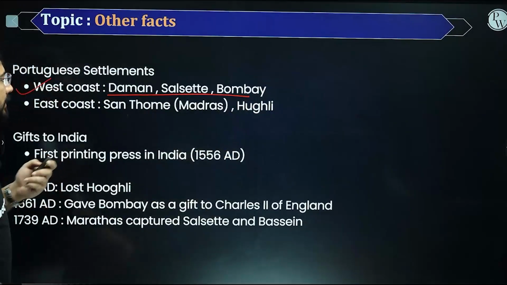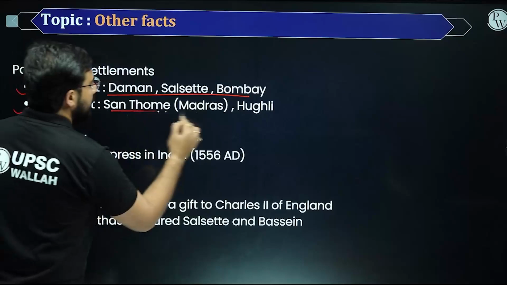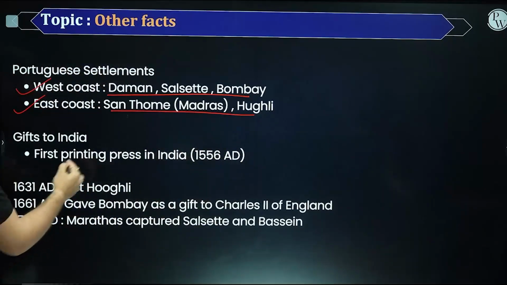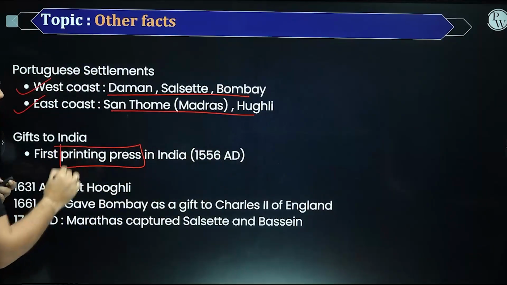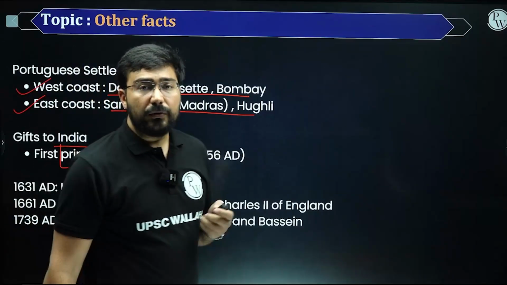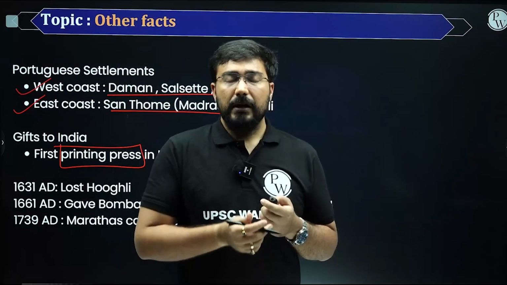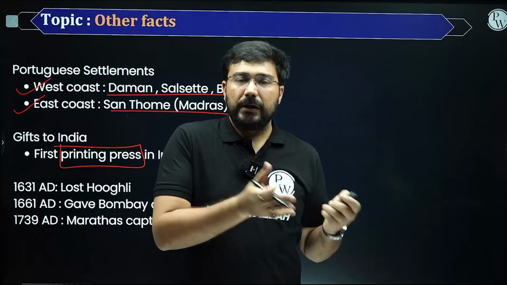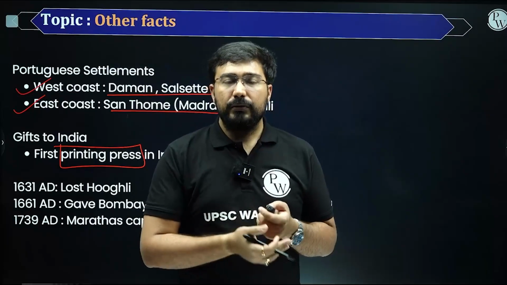Next, some basic trivia facts which you have to remember: on the west coast they had settlements at Daman, Salsette, Bombay, and on the east coast at Saint Thomas, Madras and Hooghly. They were also responsible for the introduction of the printing press. All of you know that the dissemination of knowledge, till the 20th century, was largely through the physical medium.